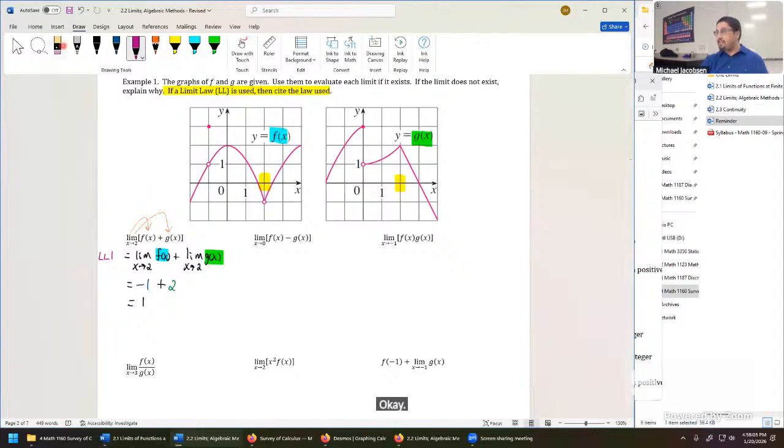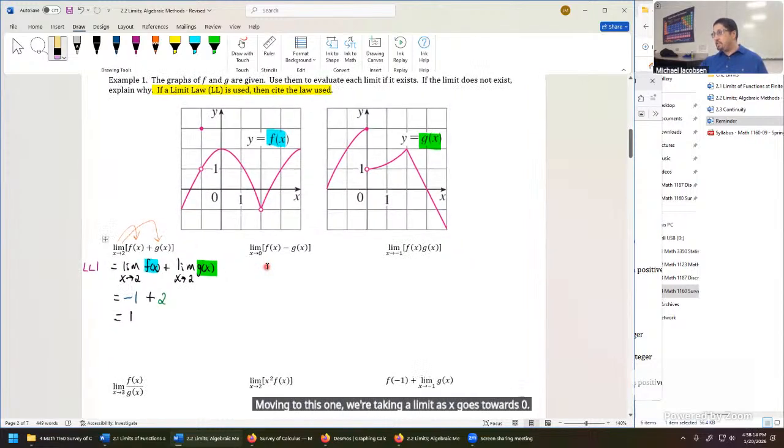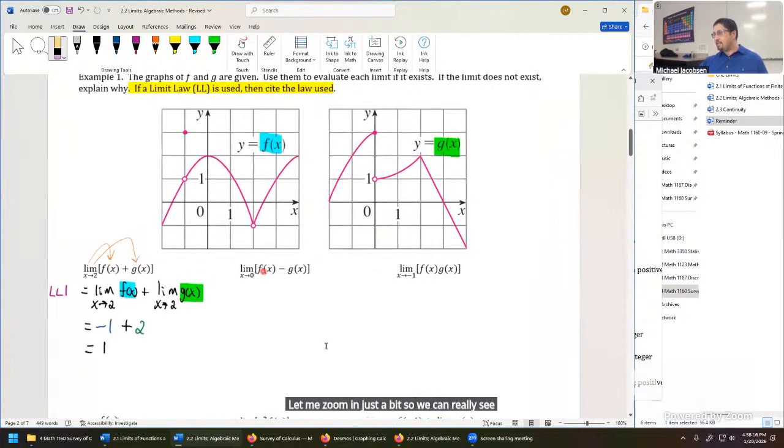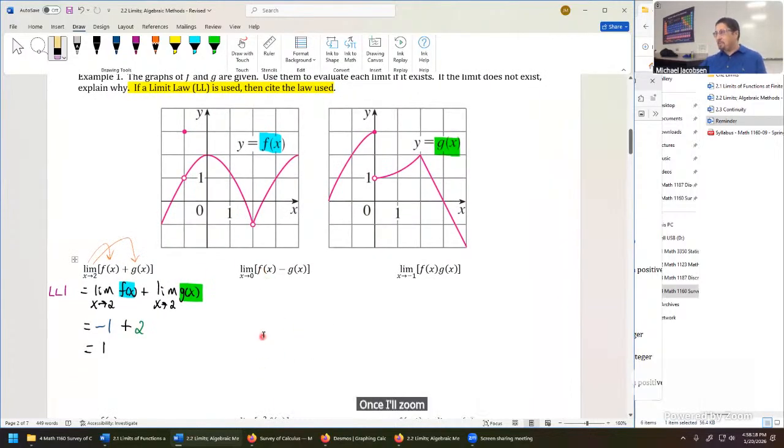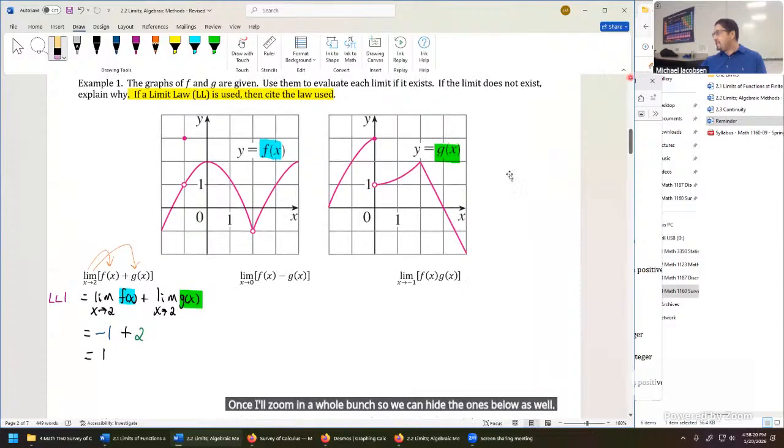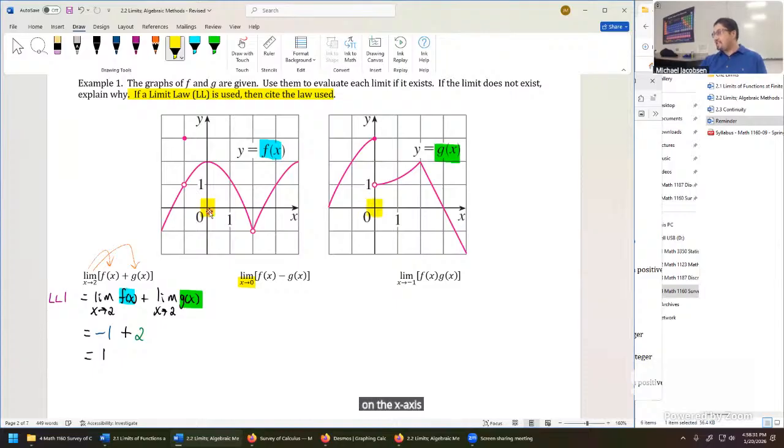Okay, let's try this out again. Moving to this one, we're taking a limit as x goes towards 0. Let me zoom in just a bit so we can really see this. I'll zoom in a whole bunch so we can hide the ones below as well. We're taking the limit as x gets closer and closer to 0. That means on both graphs, we are concerned right around here on the x-axis and here on this x-axis as well. We want the limit of f of x minus g of x.